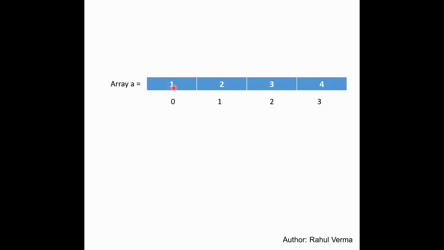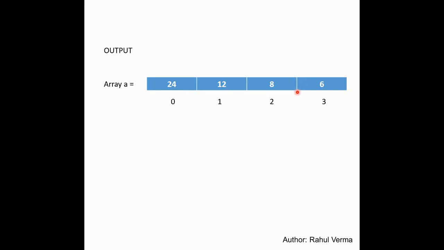So my output array would be: at this position, the multiplication would be 2 into 3 into 4, which is 24. So at this position in the output I will get 24. At this position I will get multiplication of 1 into 3 into 4, which is 12. At this position I will get multiplication of 1, 2 and 4, which is 8. And at this position I will get multiplication of 1 into 2 into 3, which is 6. So my output array would be like this.